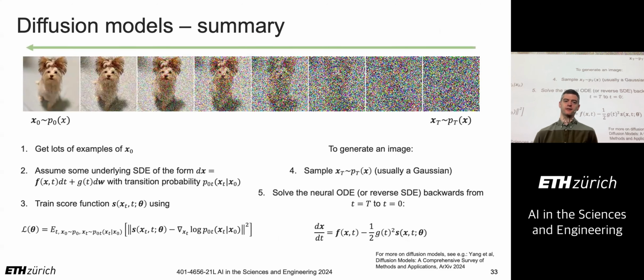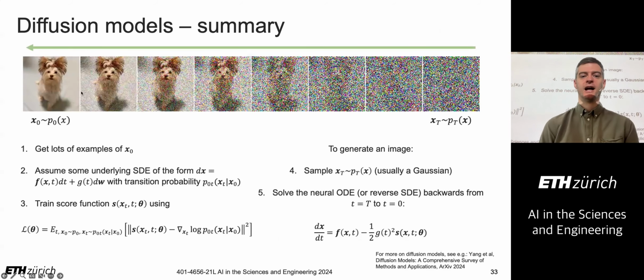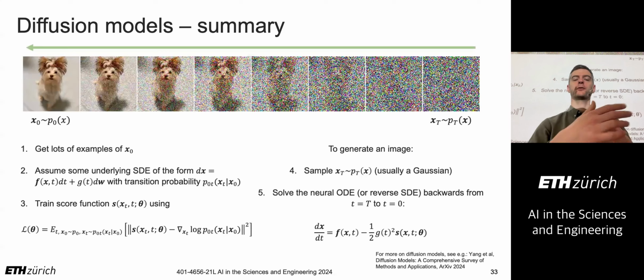Here's the summary of diffusion models, and then I'll give you an example of how we use them in science. So how do we train a diffusion model? First of all, there are 5 steps. First, you need to get lots and lots of examples of whatever image distribution you want to model. These could just be many examples of natural images. Then you have to assume some underlying form of your stochastic differential equation that is defining that diffusion process as it evolves through time.